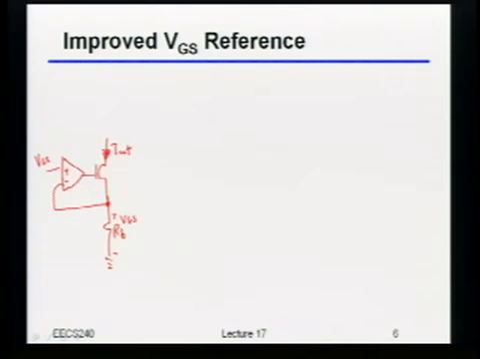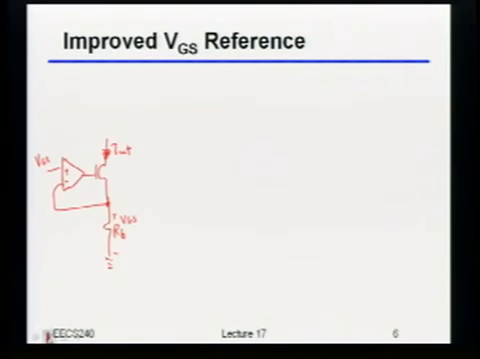Okay, so now somehow I've gotten VGS to show up across this resistance. But of course, in order to do it, I needed to know what this VGS was in the first place, right? So I need to generate this VGS somehow.